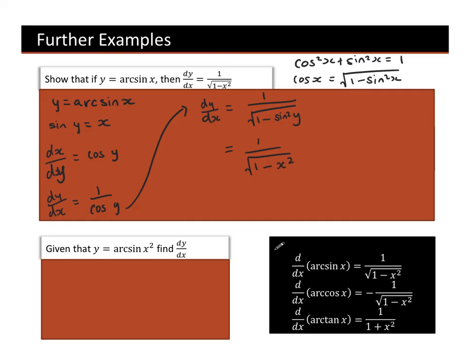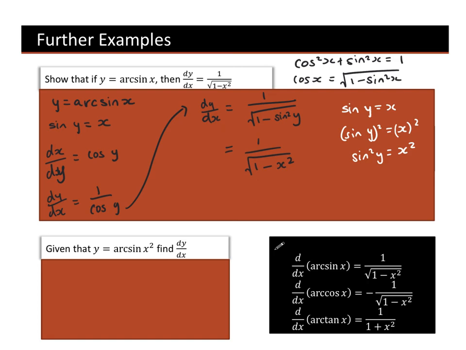I would probably put that in there, that sine of y equals x. So sine of y squared equals x squared. So sine squared y equals x squared. I'd probably write that in there. You don't have to write that middle step, but it's just to show you what's going on.